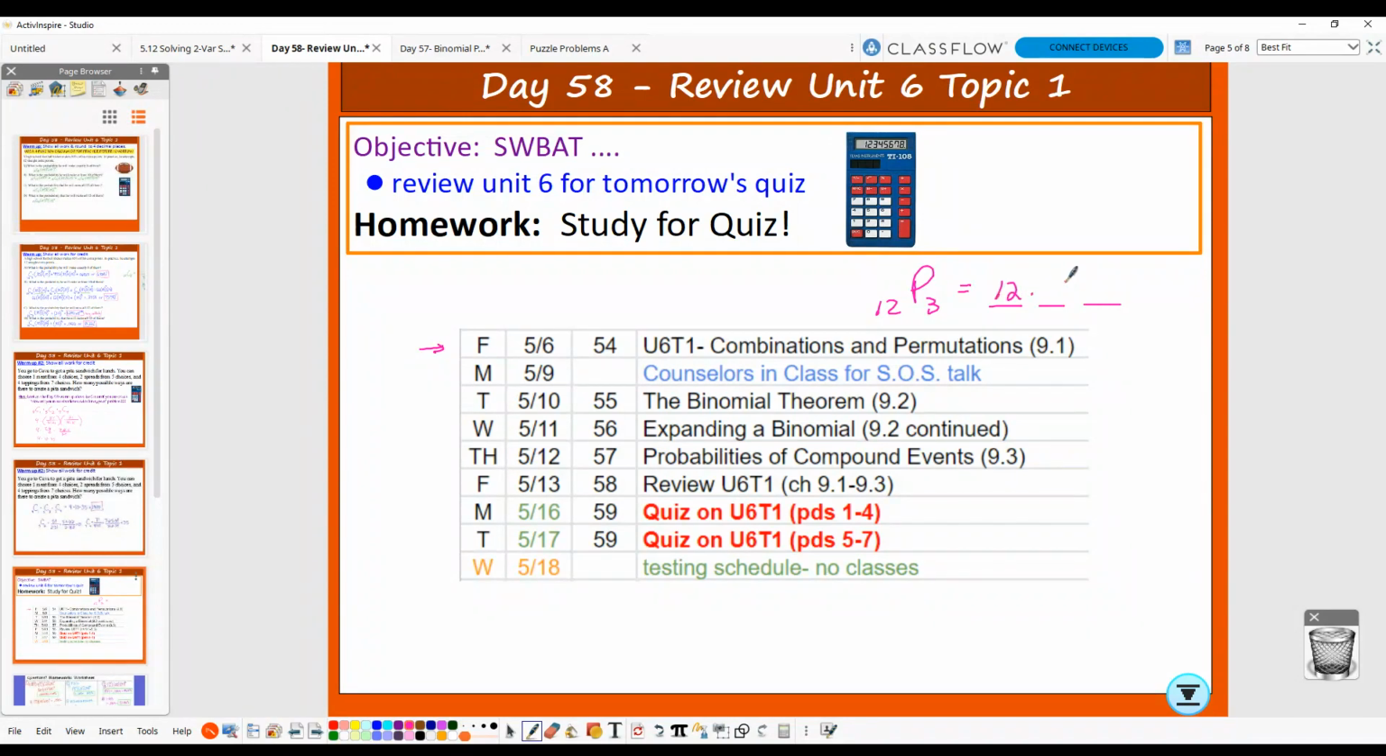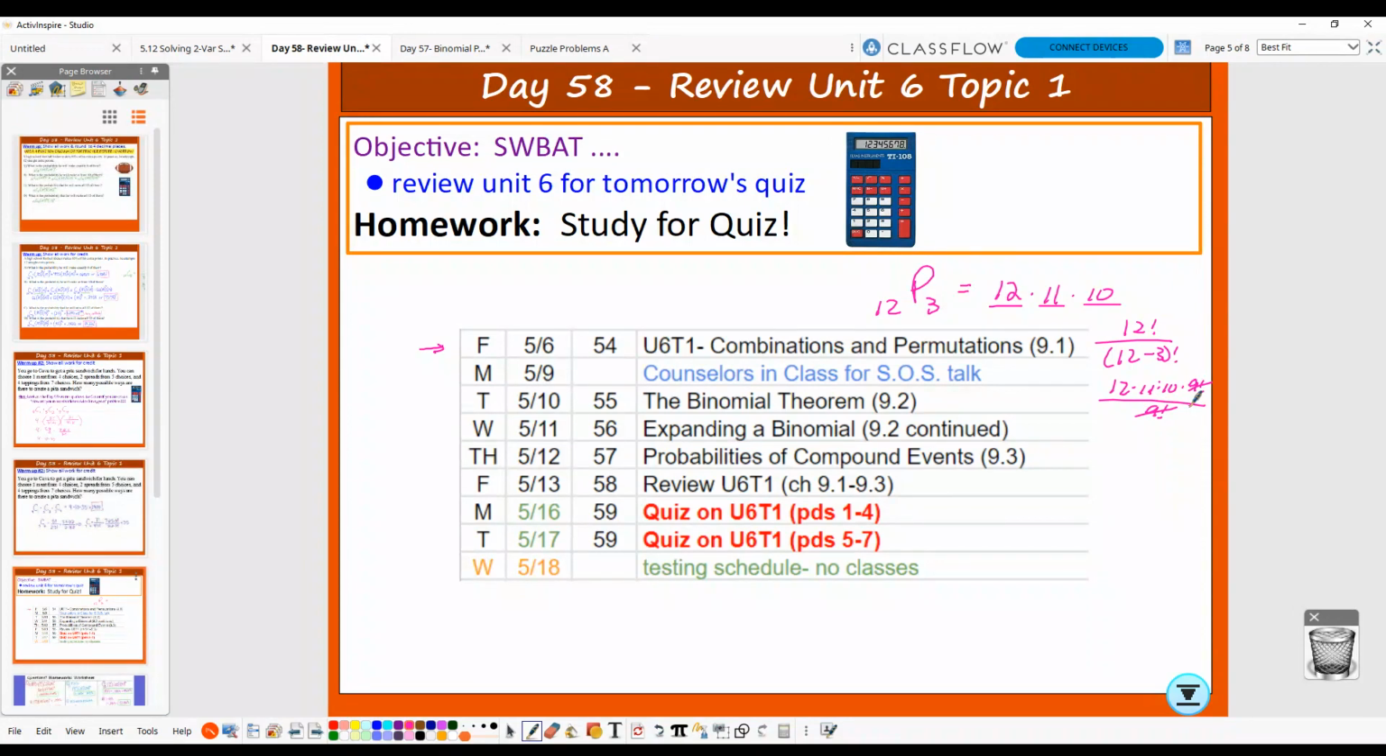12 could have come in first, then 11, then 10, or 12 over 12 minus 3 factorial, that's 12 times 11 times 10 times 9 on down, divided by 9 on down, it still comes out that way.